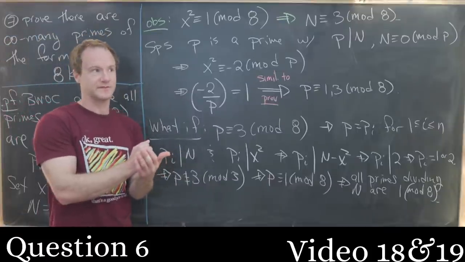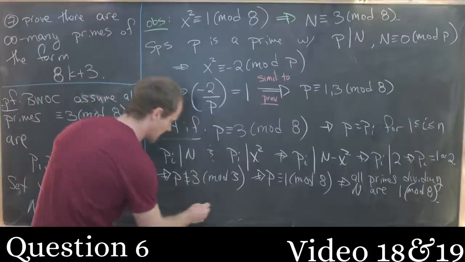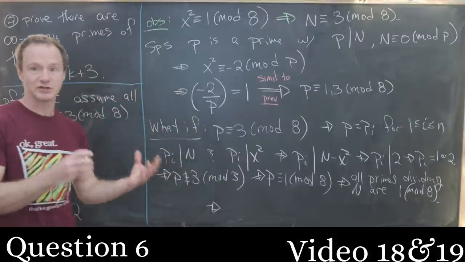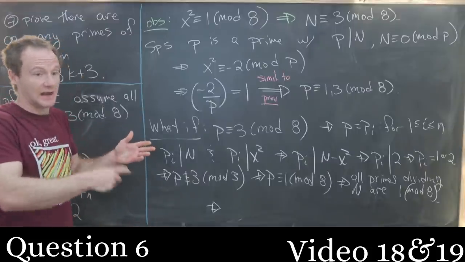But if all the primes dividing n are 1 mod 8, that means n itself is 1 mod 8. Because if you multiply a bunch of things that are 1 mod 8 to each other, that's a closed set, right?